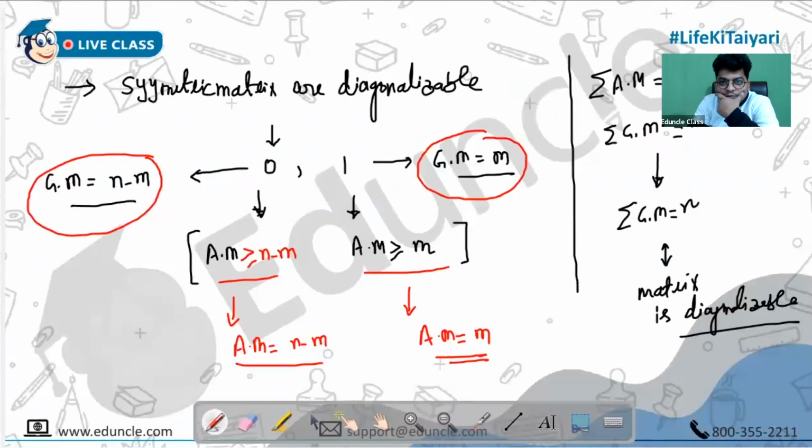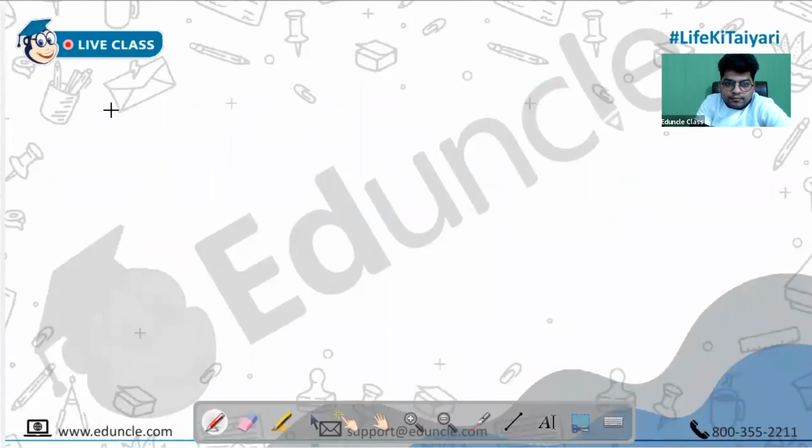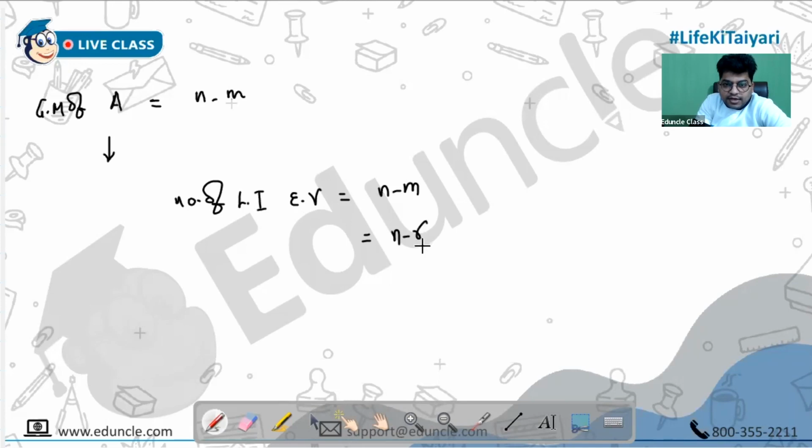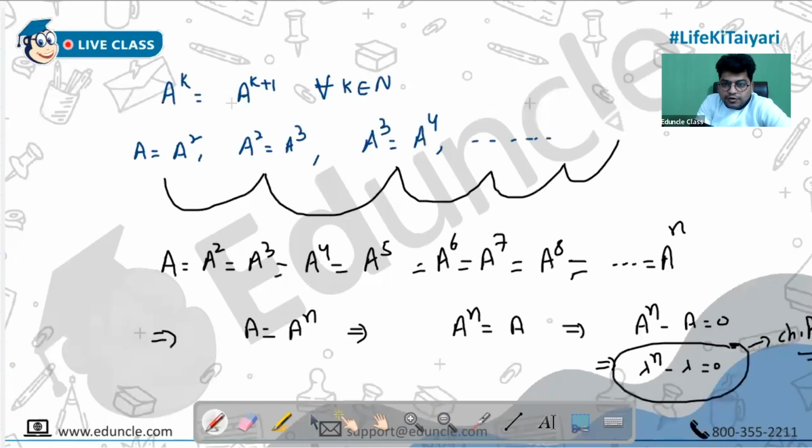the geometric multiplicity of A equal to n minus m. What is the geometric multiplicity of A? The number of linearly independent eigenvectors is equal to n minus m. So that is n minus r, where r is the rank of m. Yes or no? So r is equal to m. It means this is the problem. This is clear, I think. So this point is clear to all of you.